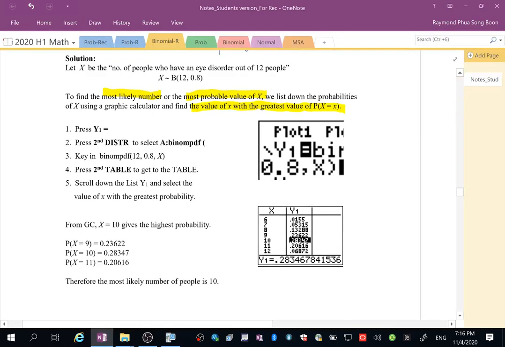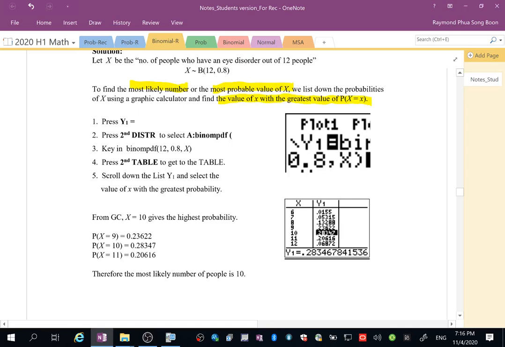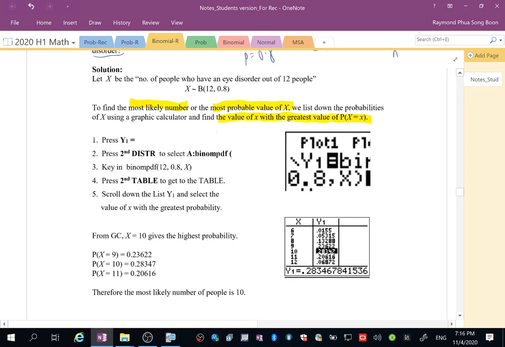In your presentation, you just need to write down this part: define random variable X, and then write down its distribution. Then after that, you will write down this part using GC, and you will need to write down these three rows for the three different probability values.